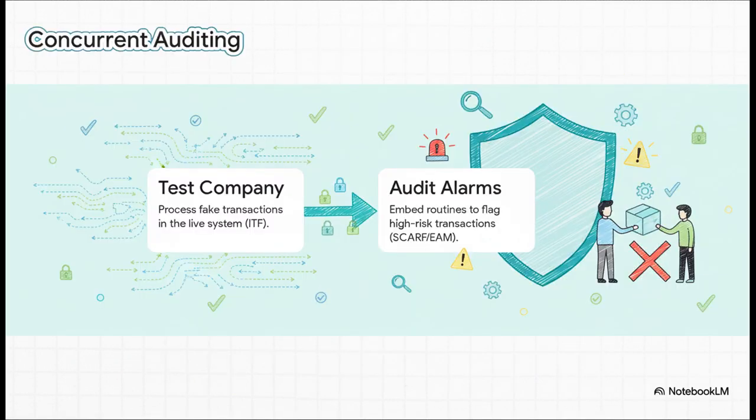And this is where some really cool advanced techniques come into play. Instead of just spot checking, auditors can monitor the system as it's running. They might set up a fake test company and feed its transactions into the live system just to see how they're handled. Or they can embed audit alarms, little bits of code that automatically flag a high-risk transaction, like an unusually huge payment, and send an alert for immediate review. It's like having a digital auditor on the job around the clock.